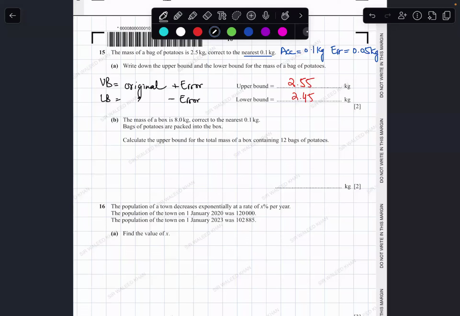The mass of a box is 8 kg, correct to the nearest 0.1. Accuracy is 0.1, and the error over here is 0.05. Bags of potatoes are packed into a box. Calculate the upper bound for the total mass. Whenever you have such kinds of questions, always make a formula first and then apply the errors. So the formula: we need the total mass, and the total mass consists of the mass of the box along with how many bags? 12 bags of potatoes.